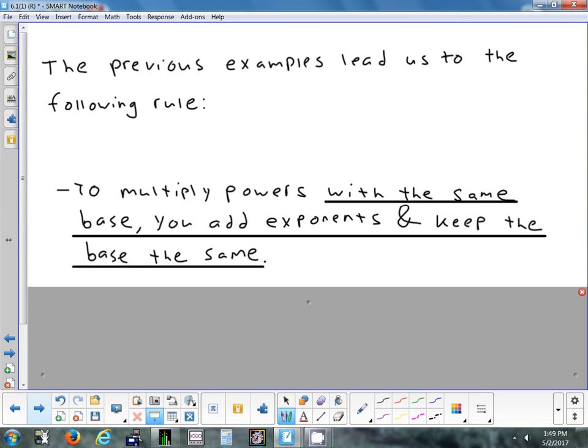So on your notes, where it says to multiply, not to raise powers, the first bullet, to multiply powers, you're going to write what's underlined: with the same base, you add the exponents and keep the base the same. Add the exponents, keep the base.